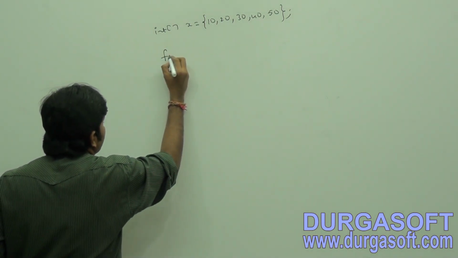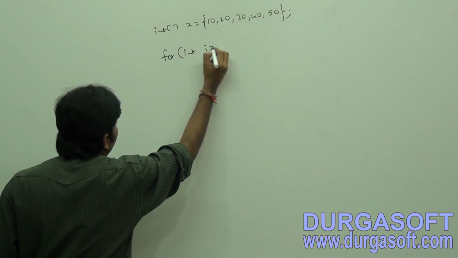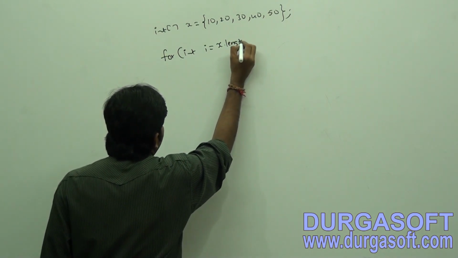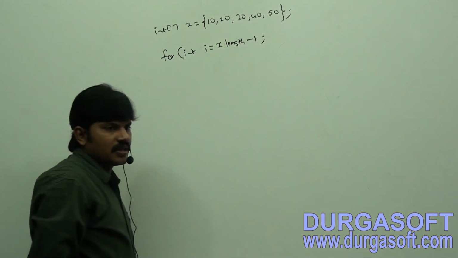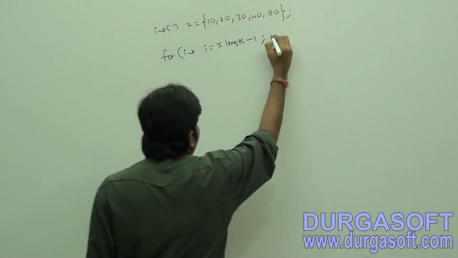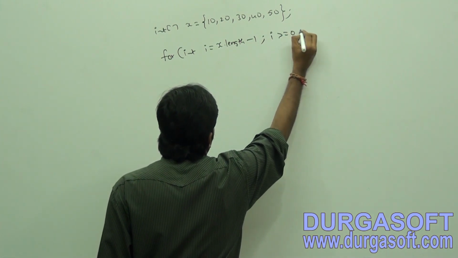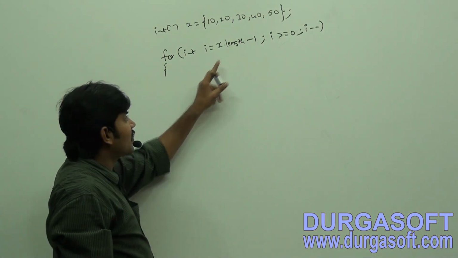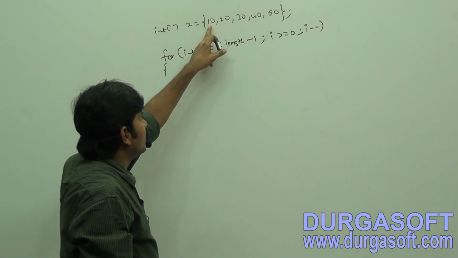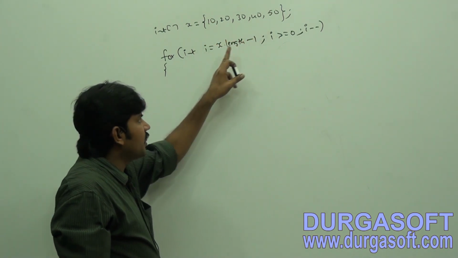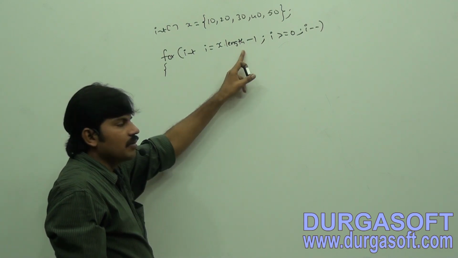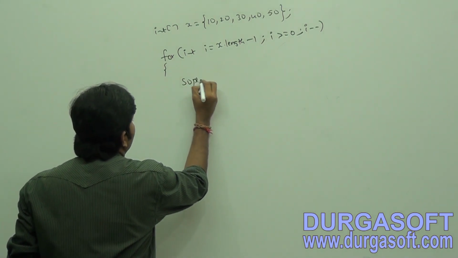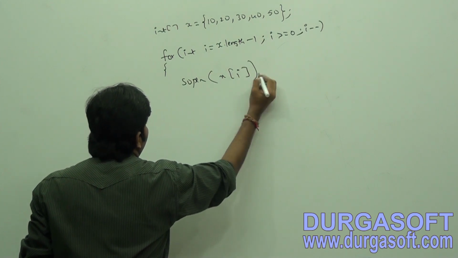Observe: for (int i = x.length - 1; i >= 0; i--), System.out.println(x[i]). What is the x value? x.length is 5, 5 minus 1 is 4, so i = 4. i is greater than or equal to 0, i minus minus, print x[i].